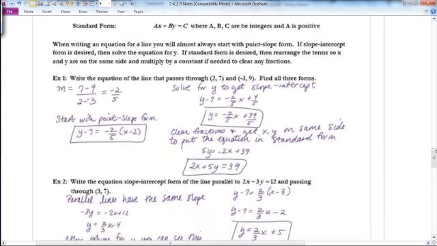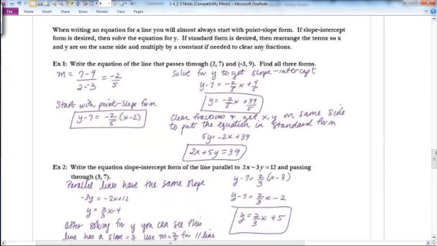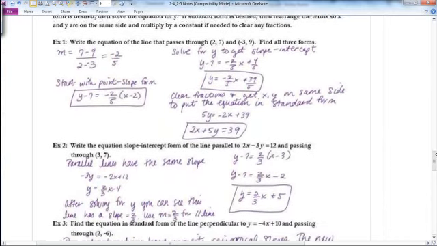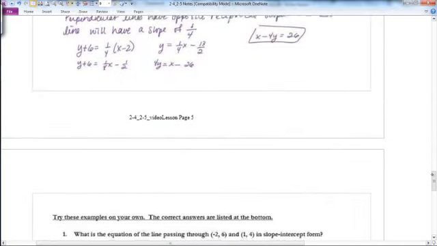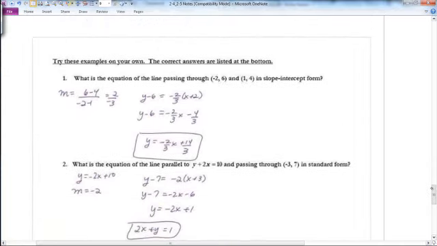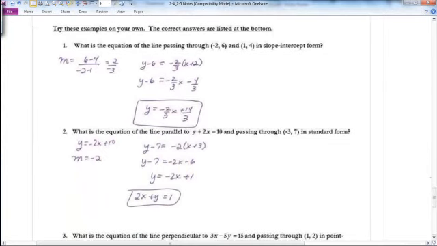Read over the examples 1, 2, 3, and then try the examples on the back. The correct answers are listed at the bottom. If you did not get any correct, then I'm going to go ahead and walk through them. If you got them correct, then you're done with the notes and have a great weekend.